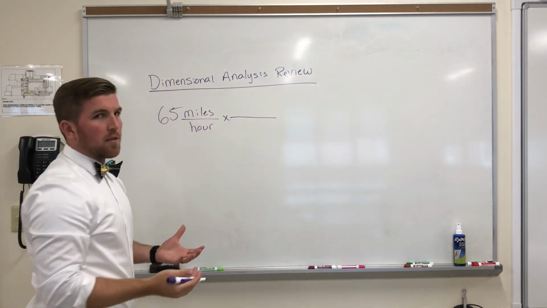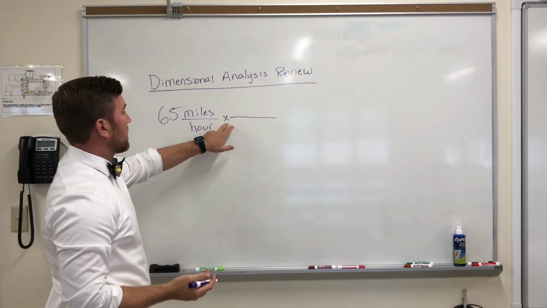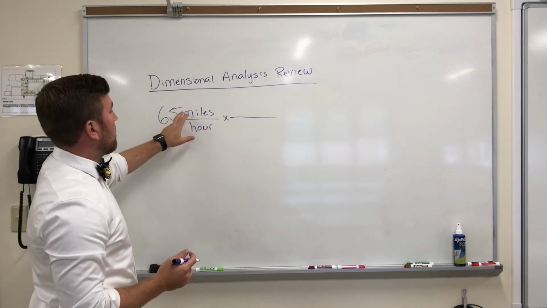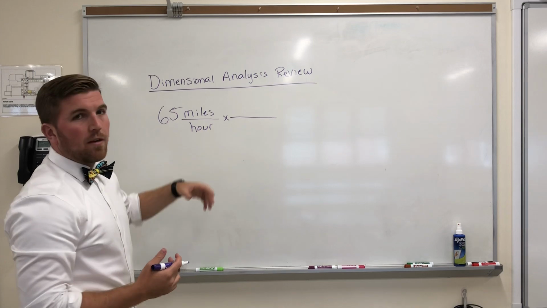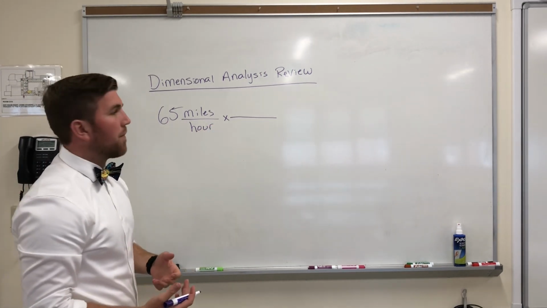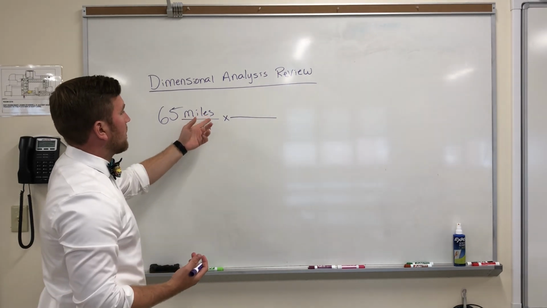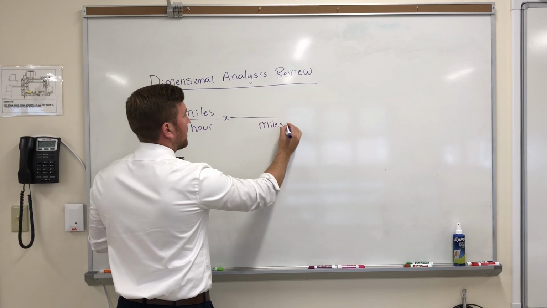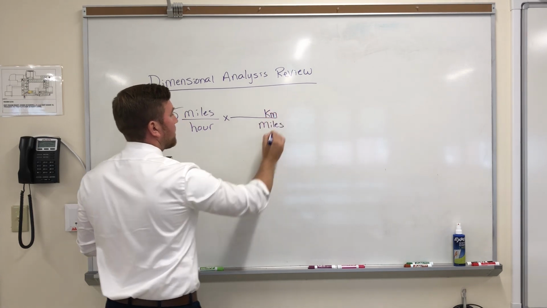I would start as I always start, fraction bar, multiplication sign. If I have a choice at this point, if I want to go from miles to kilometers first, I can do that. If I want to go from hours to days first, I could do that as well. So I usually like to start with what's on top because it's most familiar. So we'll put miles on the bottom. And I want to go to kilometers.